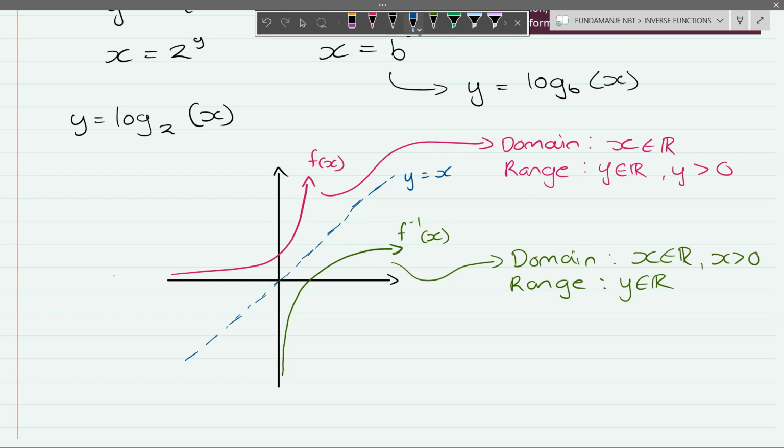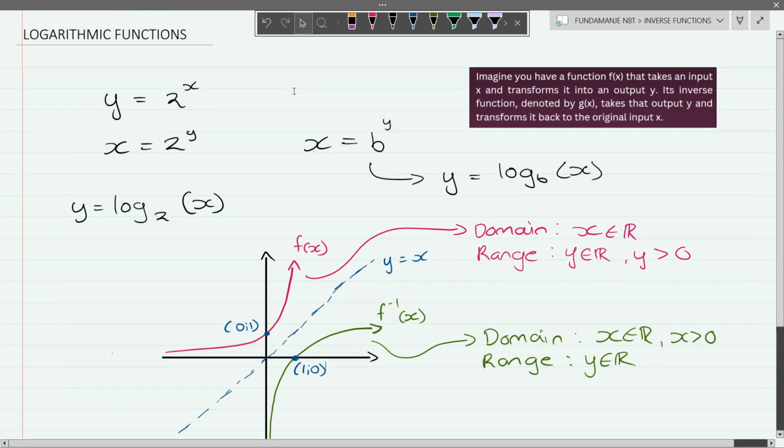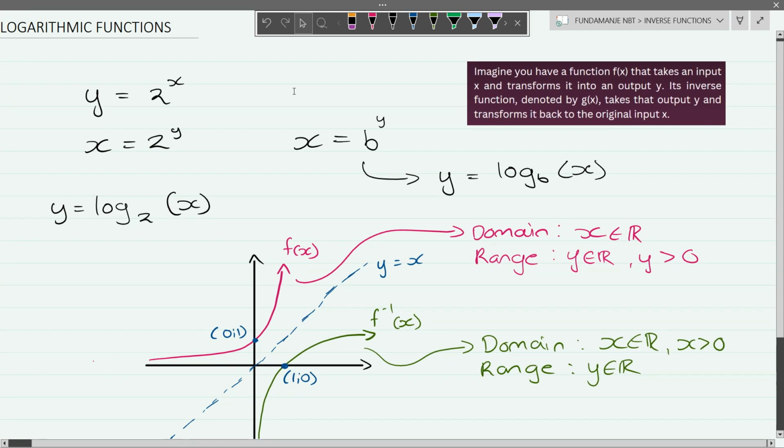Another example of how the inversing works is if this coordinate over here is (0, 1), then this one over here will have x and y swapped to give (1, 0). And this will be similar for any two points that are on similar positions on the functions. So that is it on inverse functions and logarithmic functions.